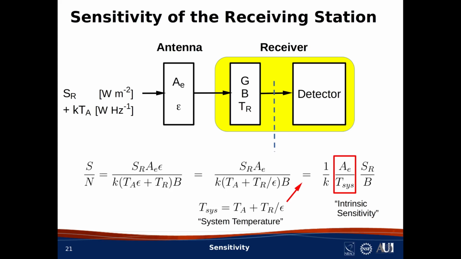Further, you need to determine AE over T-sys only once, and then it's easy to get the pre-detection signal-noise ratio for whatever specific situation you may encounter, and you would do that using the equation shown here.